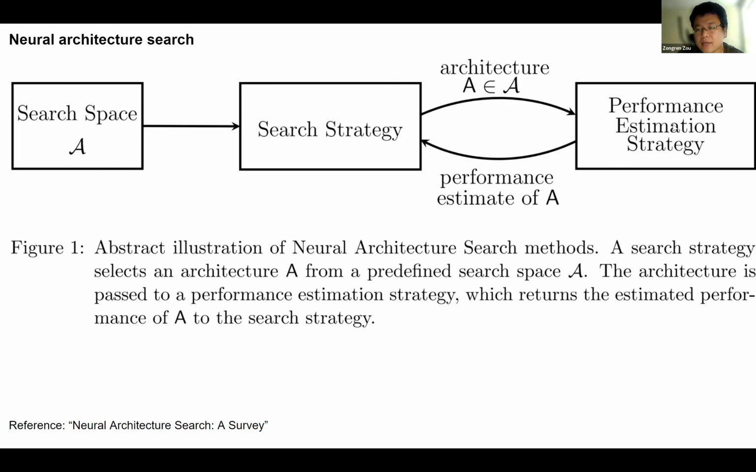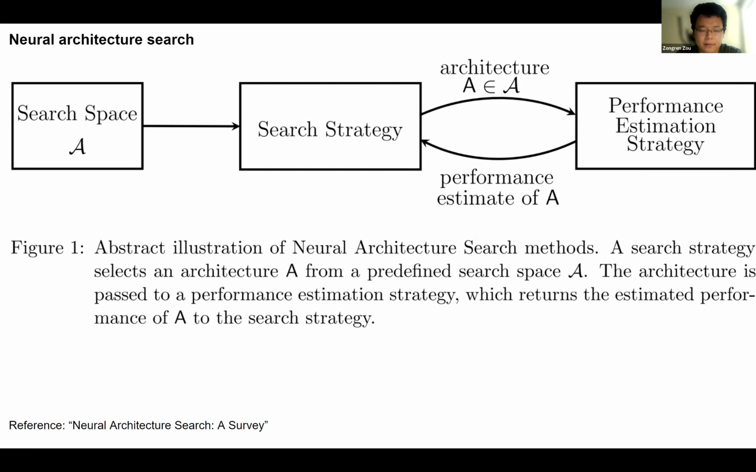For the performance estimation strategy, it is really simple in the computer science community. It's just how the architecture performs on validation data. Normally, what people do in machine learning when they have a data set is split it into training data, validation data, and also testing data. The architecture is found using the training data and validation data, and then it is tested on the testing data.